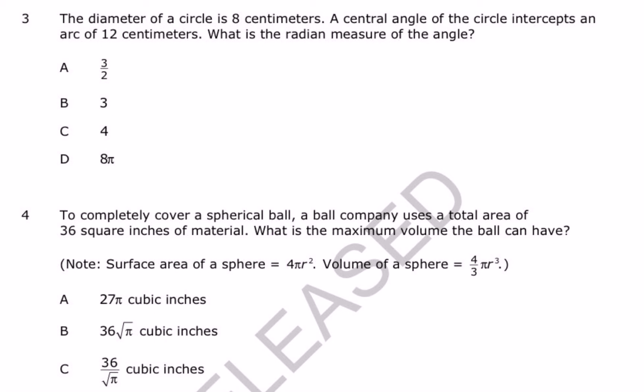Problem number 3. The diameter of a circle is 8 centimeters. A central angle of the circle intercepts an arc of 12 centimeters. What is the radian measure of the angle?